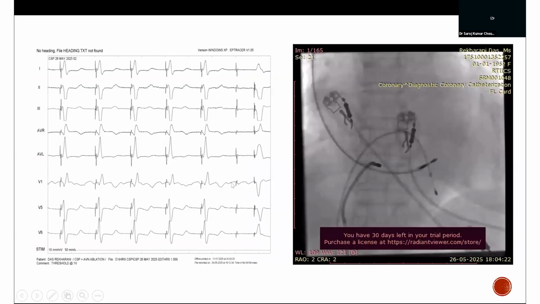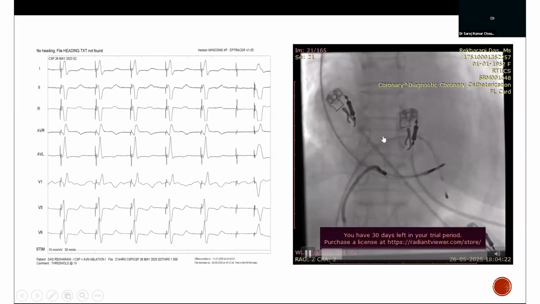So this is during the threshold testing. The threshold was 1 volt, and after the threshold testing, the slitting was done.